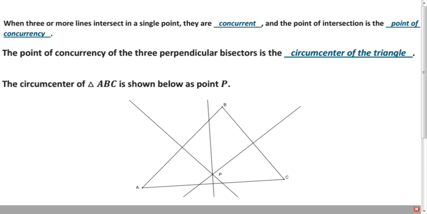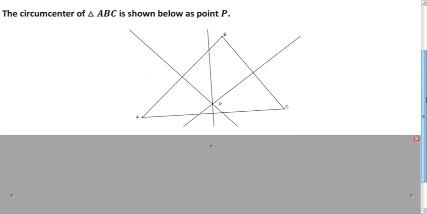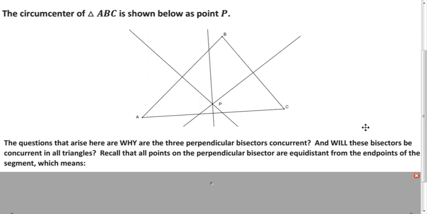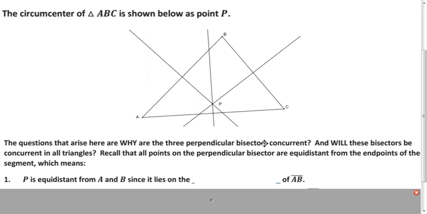So now the question is, how do we know that the circumcenter will always exist? How do we know that these perpendicular bisectors, all 3 of them, will always cross at one point? So to do that, we're going to use the property of perpendicular bisectors we learned in the previous lesson. We know that any point on the perpendicular bisector is equidistant from the 2 endpoints of the segment. So P is equidistant from A and B because it's on its perpendicular bisector. And so if we look at that, we know that this distance in red from P to A and P to B must be the same.